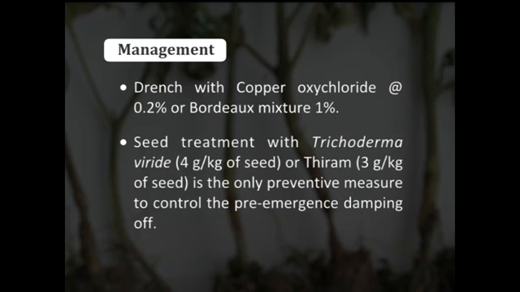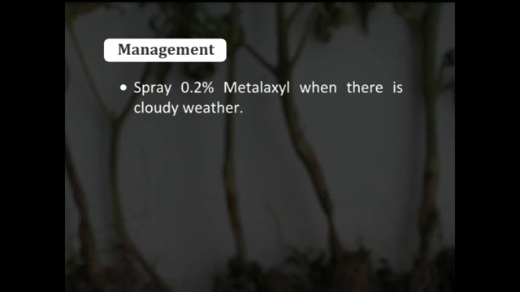Seed treatment with Trichoderma viride 4 gram per kg of seed or Thiram 3 gram per kg of seed is the only preventive measure to control the pre-emergence damping off. Spray 0.2% metalaxyl when there is cloudy weather.